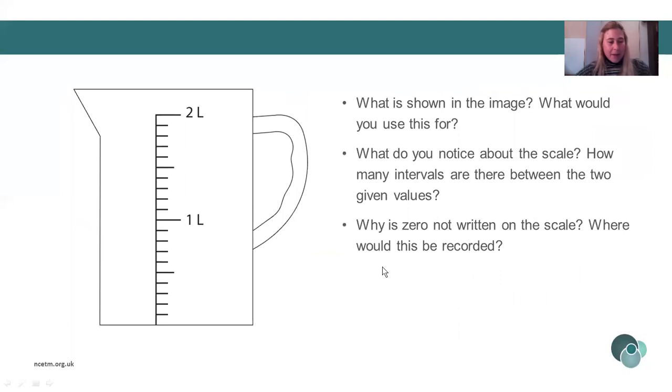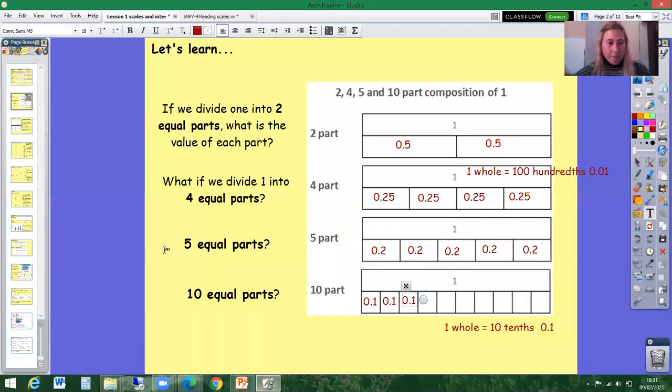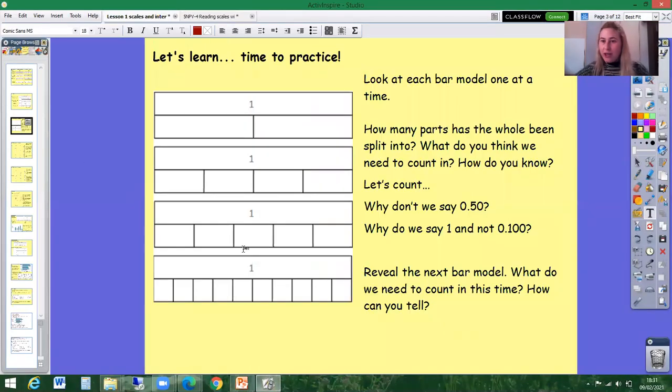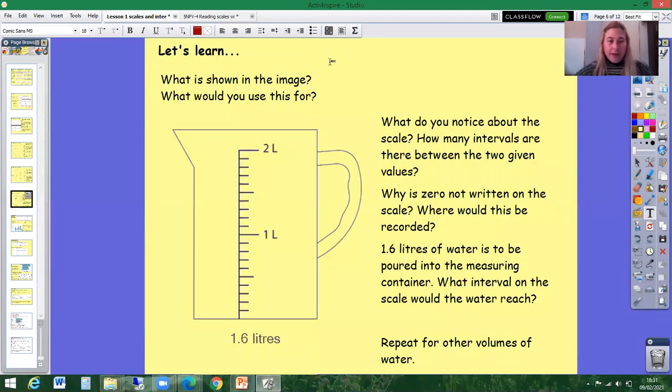Okay, now I'm going to go back to the flip chart just to show you the last question. So here we go. Have a look at the picture. What's shown in this picture or this image? What would you use this for? When have you seen this before? You might want to pause the video now and have a think about the question.